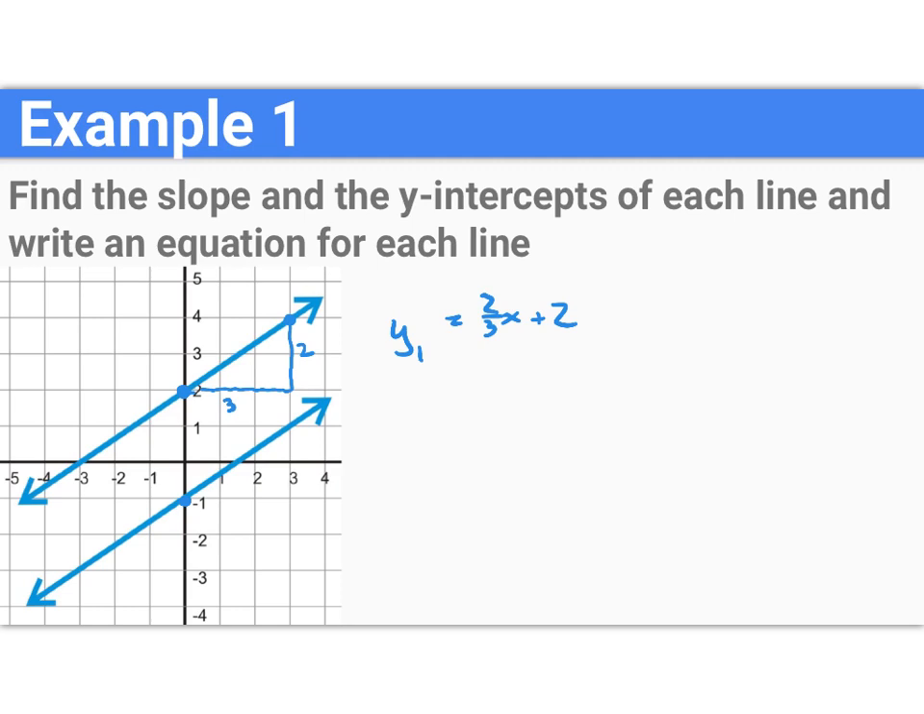So now let's look at y2, the second line. It goes through the corner of the box there and there. You see the change is 2, and the change is 1, 2, 3. So 3, 2 goes through -1. So y2 equals 2/3 x minus 1. So the slope, the number in front of x, is the same, but the intercept is different.